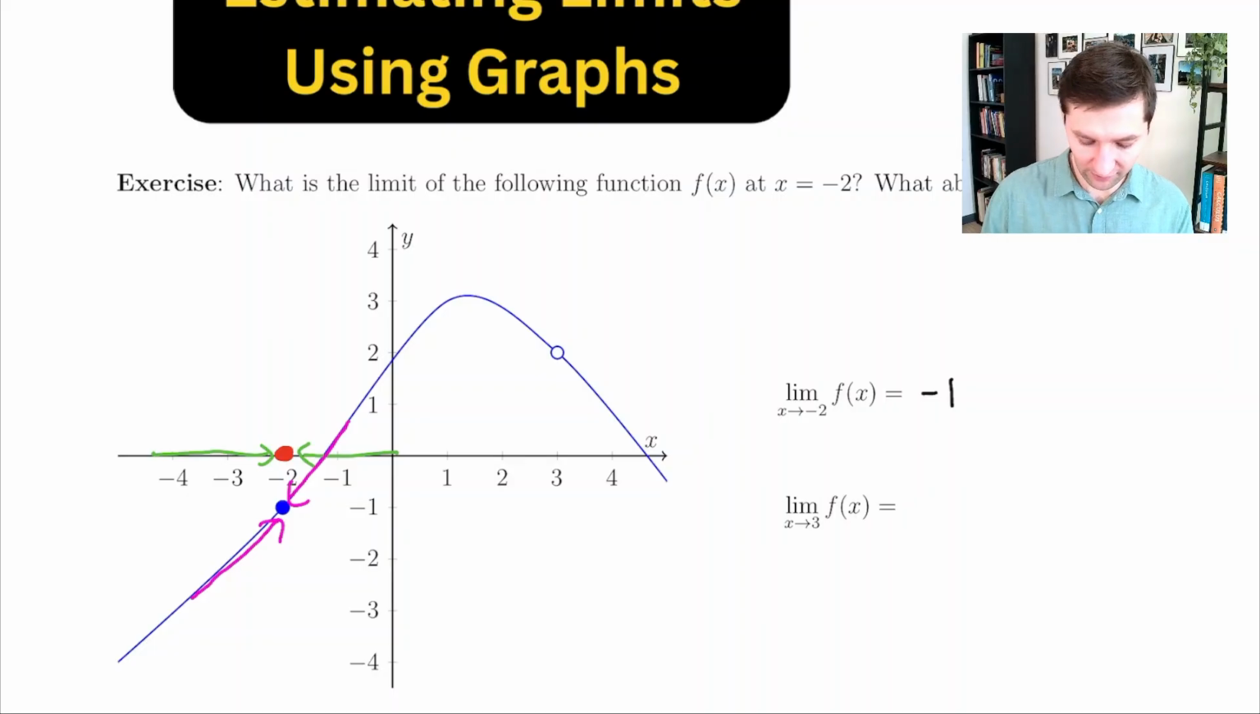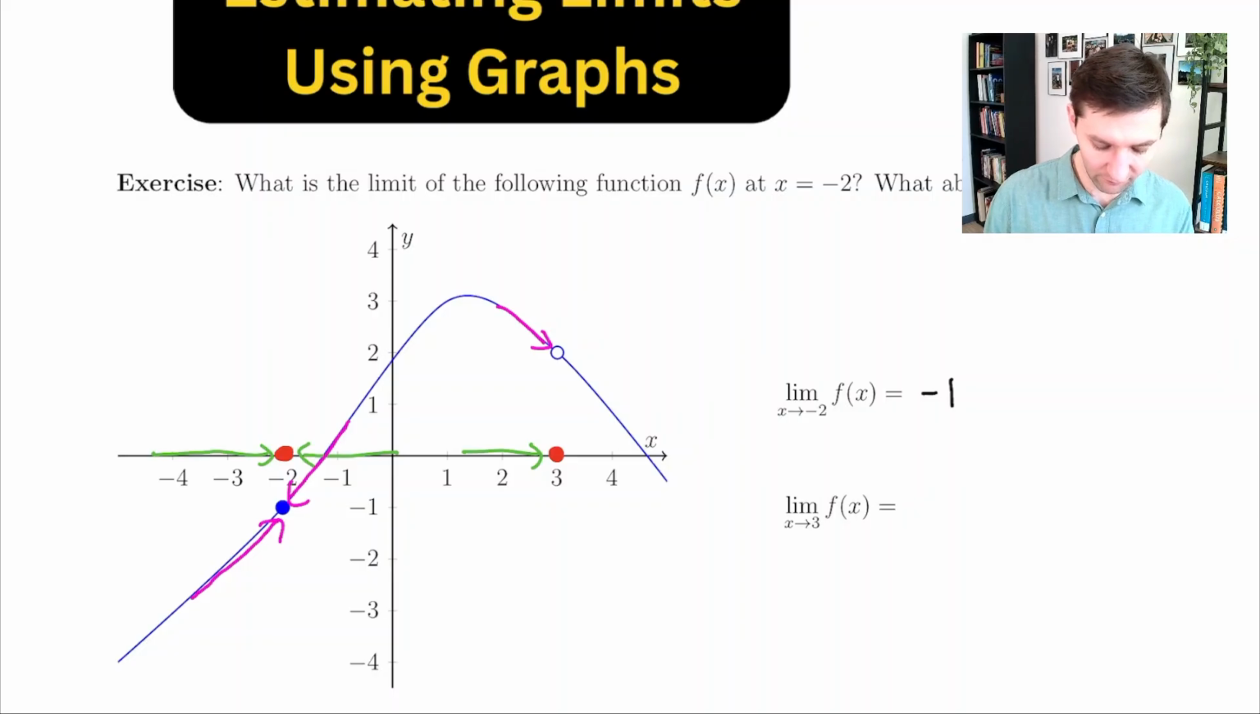Let's do the same thing at the input of 3. I find x equal to 3 on the x-axis, and I will approach it first by using inputs on the left side of 3. I will then draw the corresponding arrow on the graph of the function. That arrow points toward a point with a y value of 2, with a y coordinate of 2.